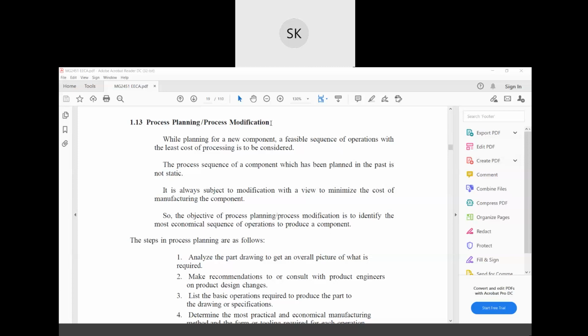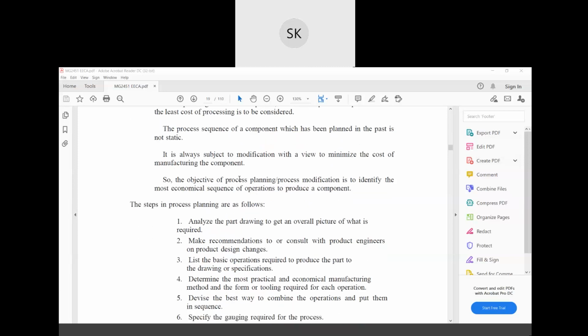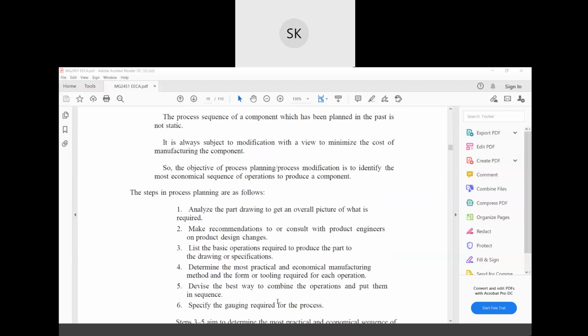Okay, so the objective of process planning plus process modification is to identify the most economical sequence of operations to produce a component. So see, steps in process planning are as follows. So these are the steps in process planning. This may change. Your process planning can be changed depending on whether it is giving you minimum cost. Analyze the part drawing to get an overall picture of what is required.